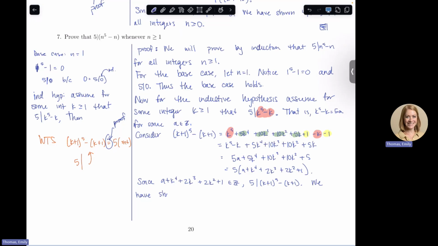Do y'all realize how much work this is? How powerful this tool is? What a strange thing you just proved. And that proves it. It's weird. Induction's great. We have shown that 5 divides n to the 5th minus n for all n.